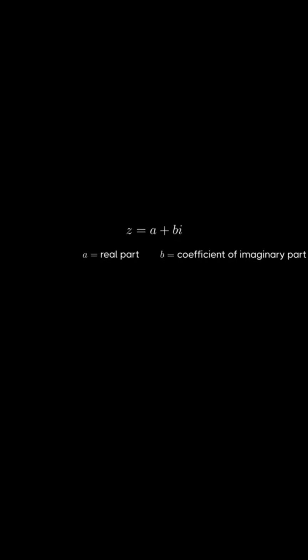Now, let's visualize these complex numbers on what's called the complex plane, a geometric representation that helps us better understand their structure and relationships. The complex plane has a real axis shown in blue, which works just like the number line you're familiar with. Positive values go to the right and negative values to the left.